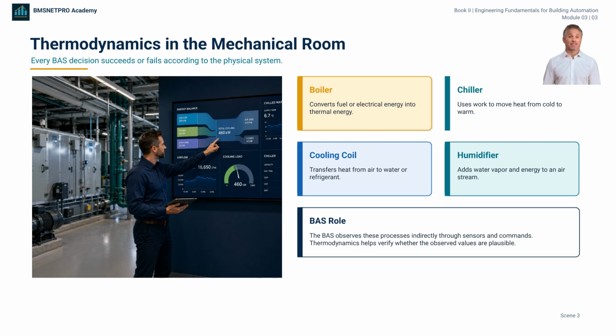The BAS does not directly see all of this. It sees sensor values, commands, alarms, and trends. That means the BAS professional has to interpret those values carefully. When the BAS says the chilled water is 44 degrees, the valve is 100% open, and the supply air is still warm, we should not immediately blame the valve or the coil. First, we ask whether the measurements are plausible. Thermodynamics gives us a practical way to check that.